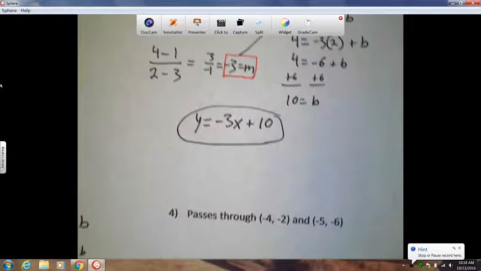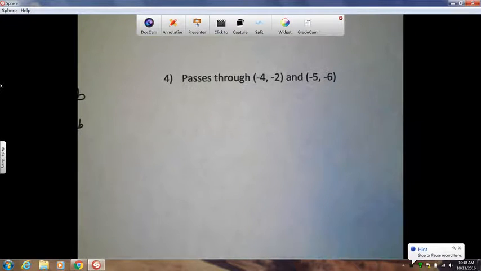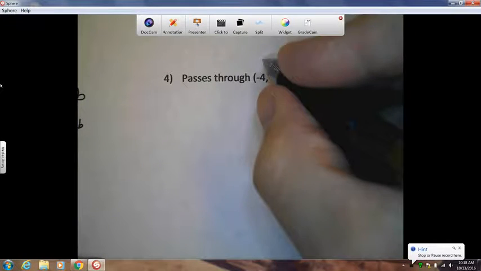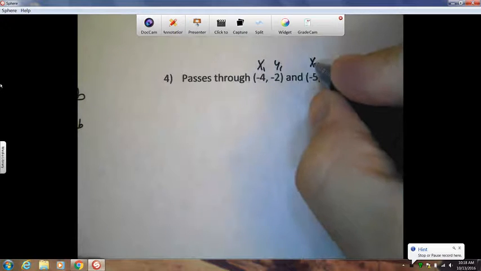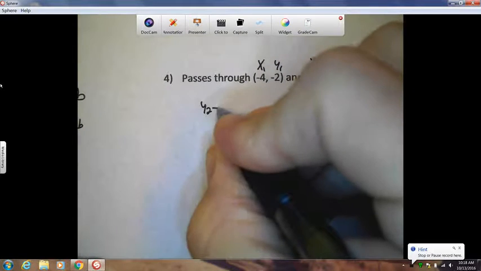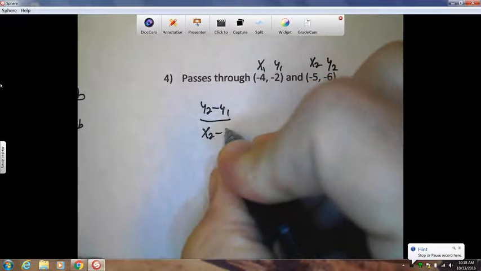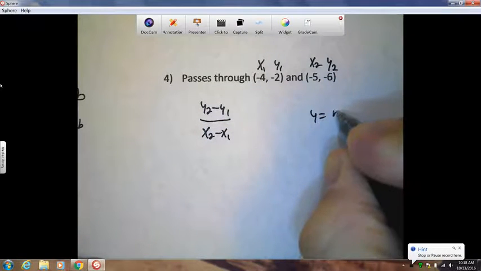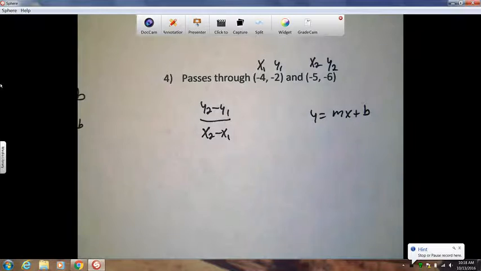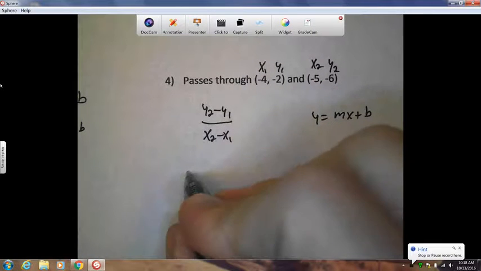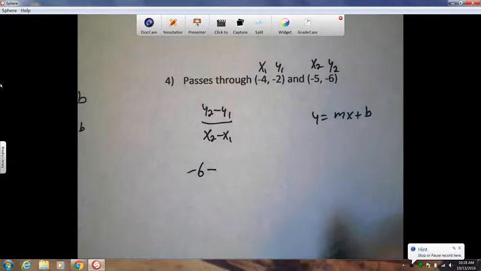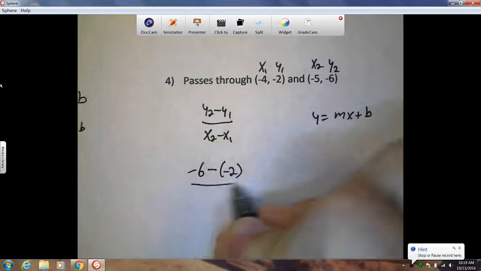Finding the equation. First thing I'm going to do is I'm going to label. Now I'm going to write formulas. Write the formulas. It'll save you time because you don't have to stop and think about what you're trying to do. You just start plugging in your numbers. You can get it done quickly. First thing, find the slope. So y2 is negative 6. y1 is negative 2. Be very careful when there's a negative.